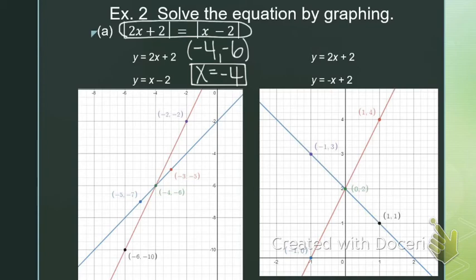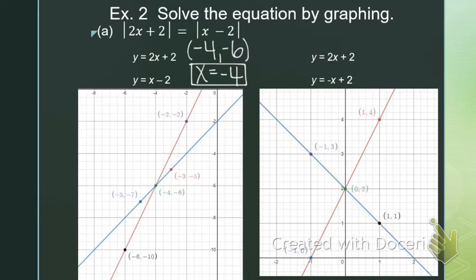Now, remember with all absolute value problems, we have to actually take our answer and plug it in to make sure it actually works. So let's do that. Let's plug it into the left side first. What is 2 times negative 4? Negative 8. Negative 8 plus 2? Negative 6. What's the absolute value of negative 6? 6. Let's plug it into the right side. What's negative 4 minus 2? Negative 6. And the absolute value of negative 6 is? 6. So this one works and we can keep it.